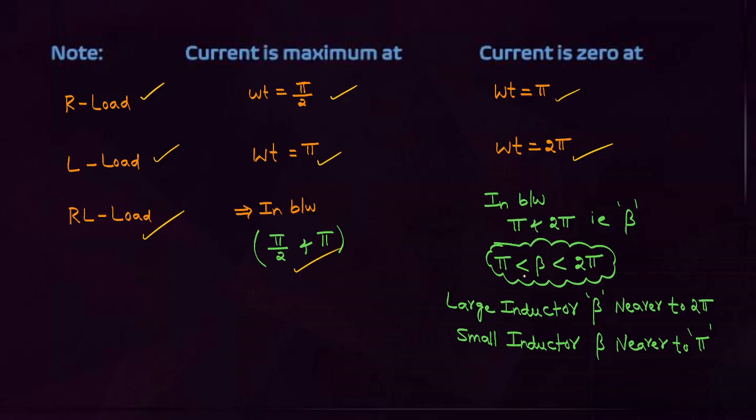Where the current is 0 between pi and 2 pi, that angle is taken as beta, where beta is called the extinction angle. For a large inductor, beta is nearer to 2 pi. For a small inductor, beta is nearer to pi. That you have to keep in mind as a concept.